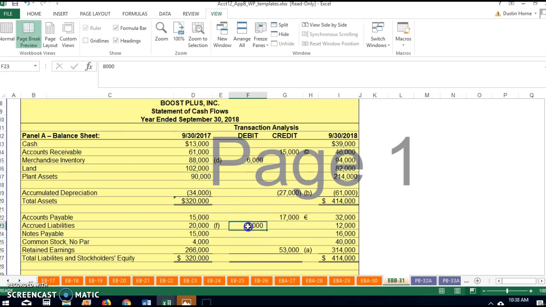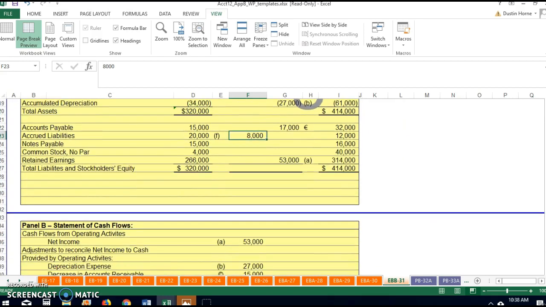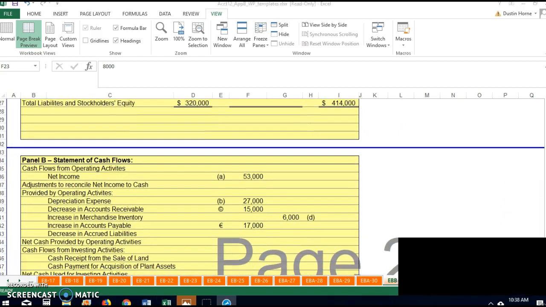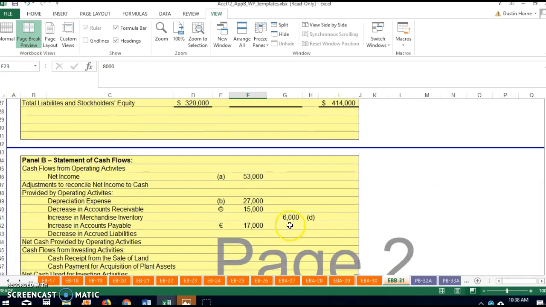Now, if my accrued liabilities decrease, that means I paid off more liabilities than I charged. So I spent more. So cash is going to go down. We know that because there's a debit up here. Remember, debits have to equal credit. So down here, it is going to be a credit.